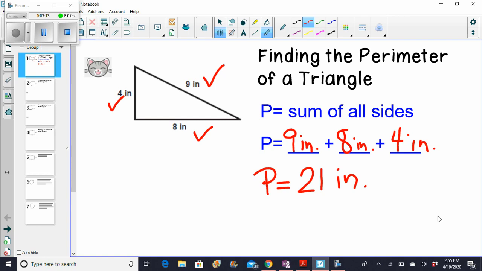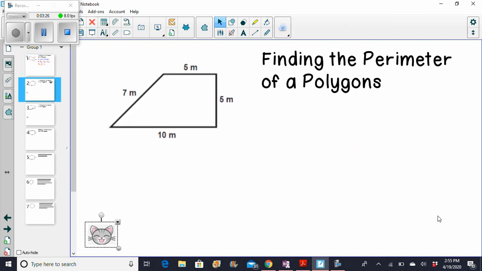Let's go ahead and try another one. Okay, so I'm going to switch to my next slide. So erase your slate or go to another section on your paper. So here's another polygon, not a triangle. Instead, we have a quadrilateral. That means it's a four-sided shape. Okay, and again, we're finding the perimeter, so it's the outside edge.